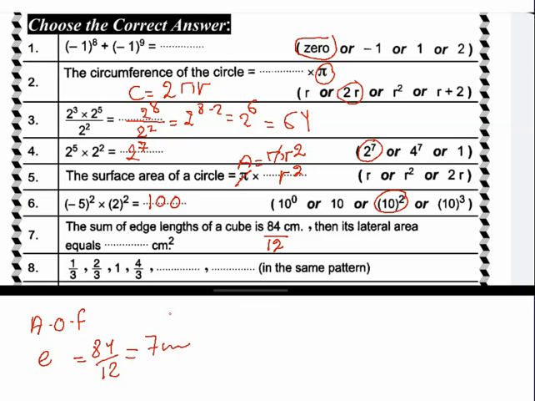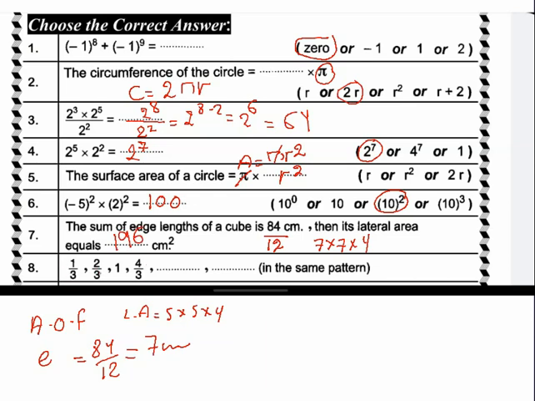So now he wants the lateral area. It means side times side. Lateral area equals side times side times 4. It will be 7 times 7 times 4, which is 196.